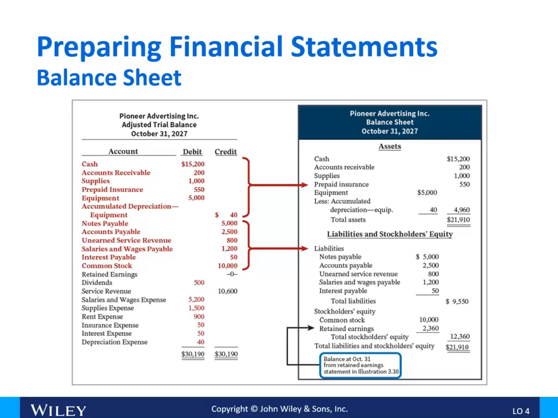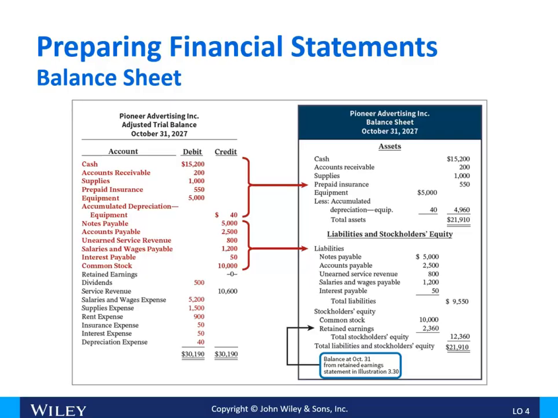Take our common stock, put that in the stockholders' equity section, and we have our ending retained earnings that we got from our retained earnings statement in the previous slide that we looked at. We add those together to get total stockholders' equity, add that to our total liabilities, and our total liabilities and stockholders' equity is $21,910. So our assets equal our liabilities plus stockholders' equity. That's our accounting equation, and it shows our balance sheet.